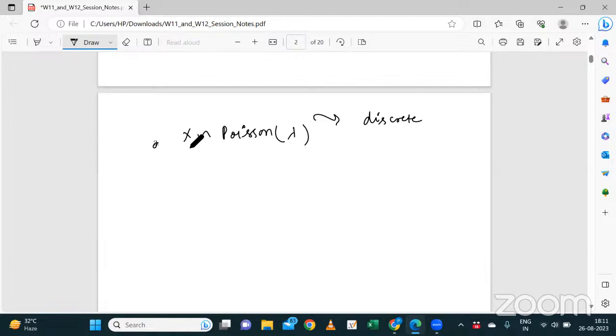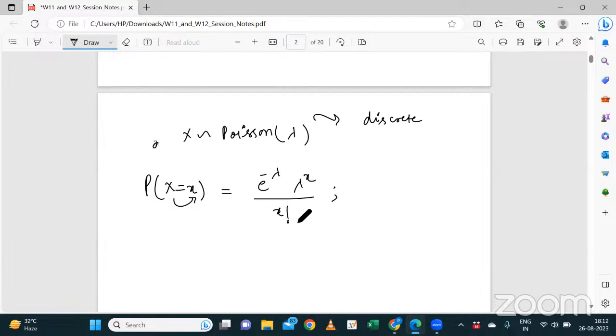Yes, sir. So here X is a random variable which follows the Poisson distribution with parameter lambda. This lambda is called the rate parameter, on average. And what is the PMF for this? The PMF, P of X equal to small x, is e raised to the power minus lambda, where lambda is the parameter, times lambda raised to the power x, divided by x factorial.